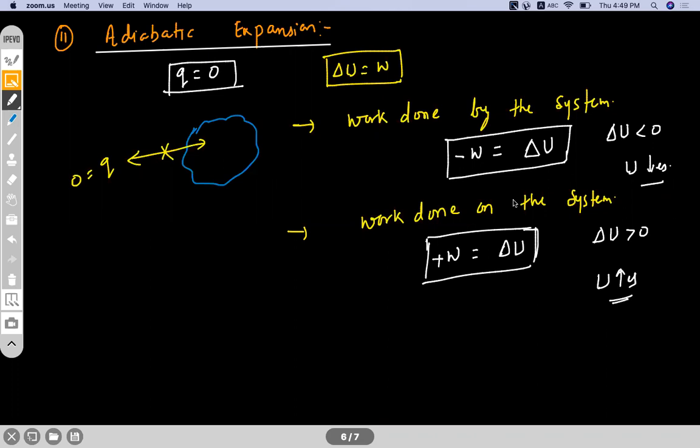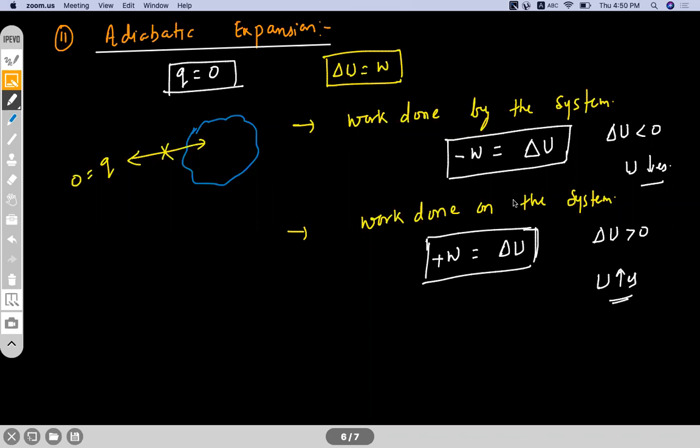Tell me, Madam, any doubt? No, we are not talking about reversible or irreversible here. It is simply an adiabatic expansion. See, we don't have such a case over here, because adiabatic expansion is not because of a decrease in the external pressure. In an adiabatic process, we can have work done on the system or by the system. Correct.